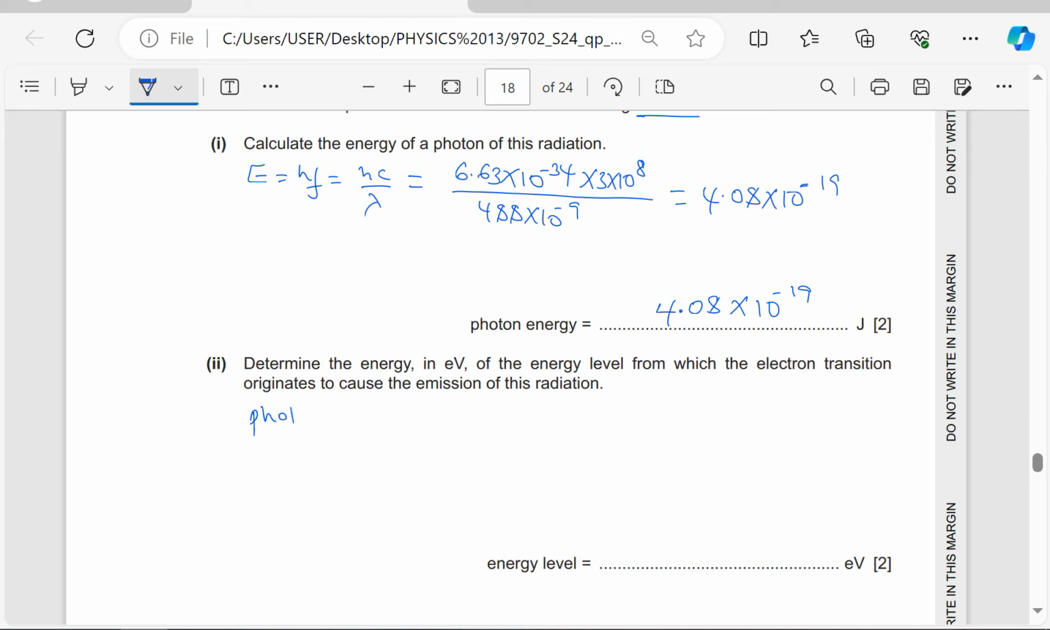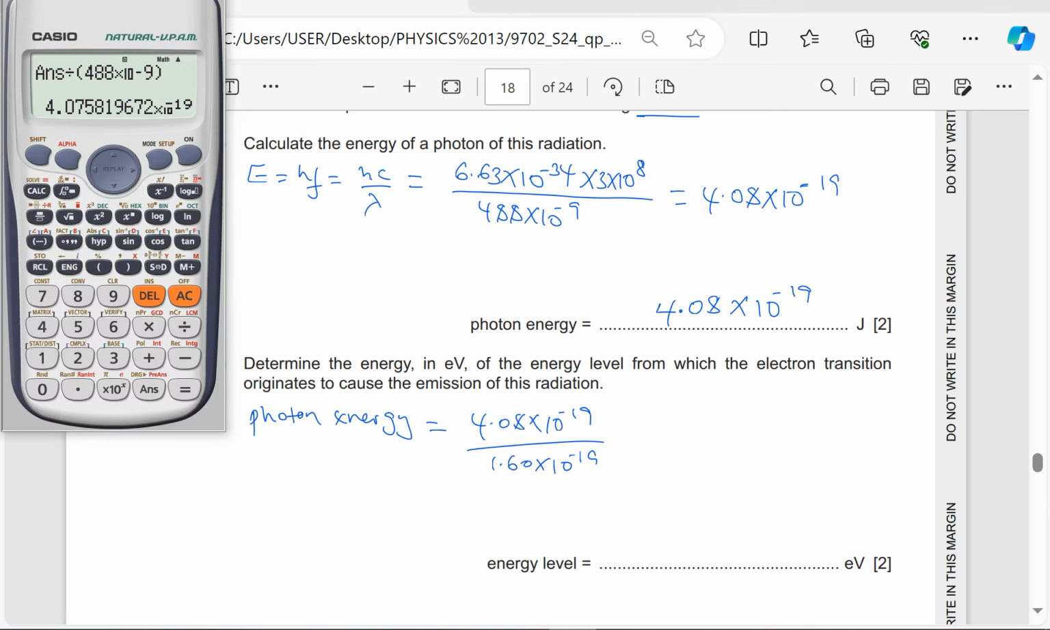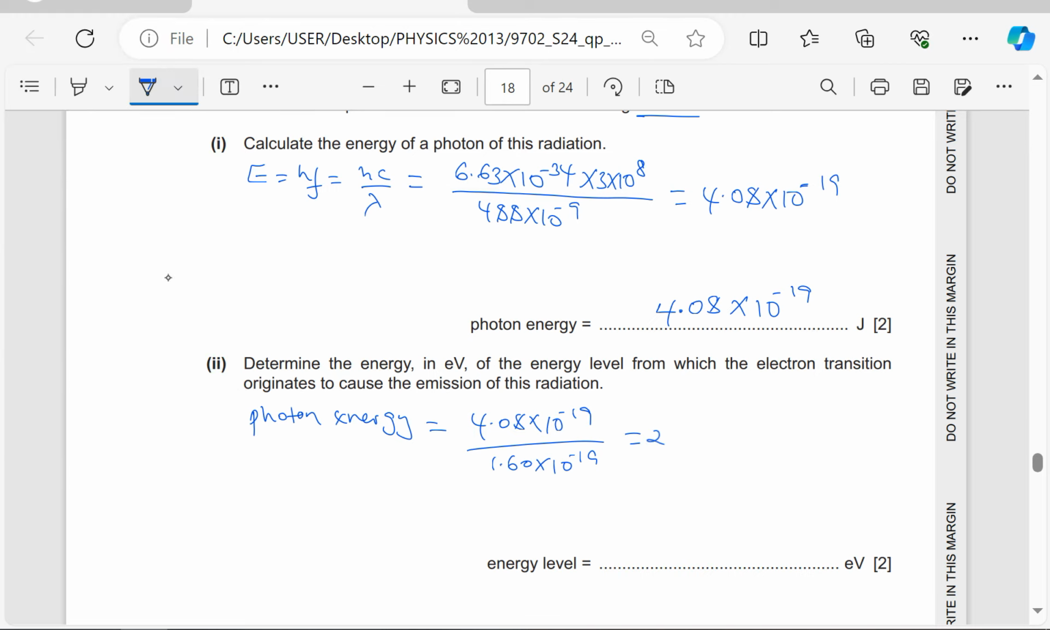So photon energy is going to be equal to 4.08 times 10 to the power of minus 19 divided by 1.60 times 10 to the power of minus 19. I want this in electron volts, so I'll say 4.08 divided by 1.6. So that is 2.55 electron volts. So the energy level, I want to find the energy level.